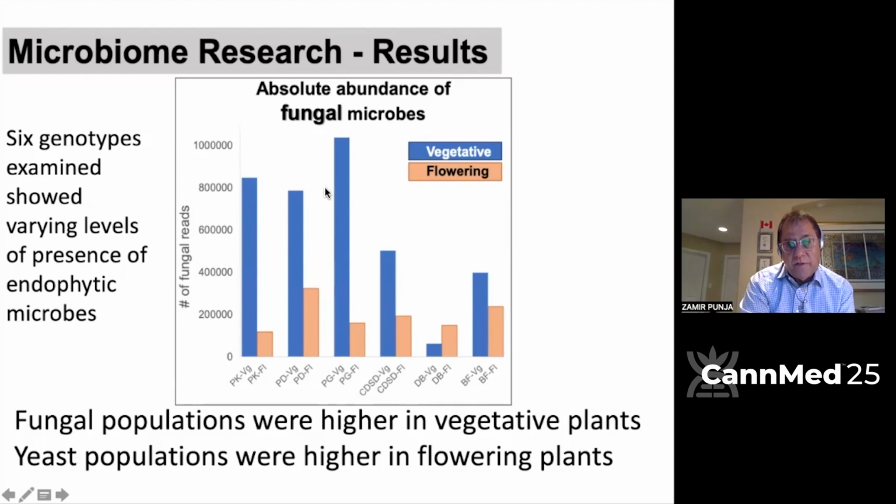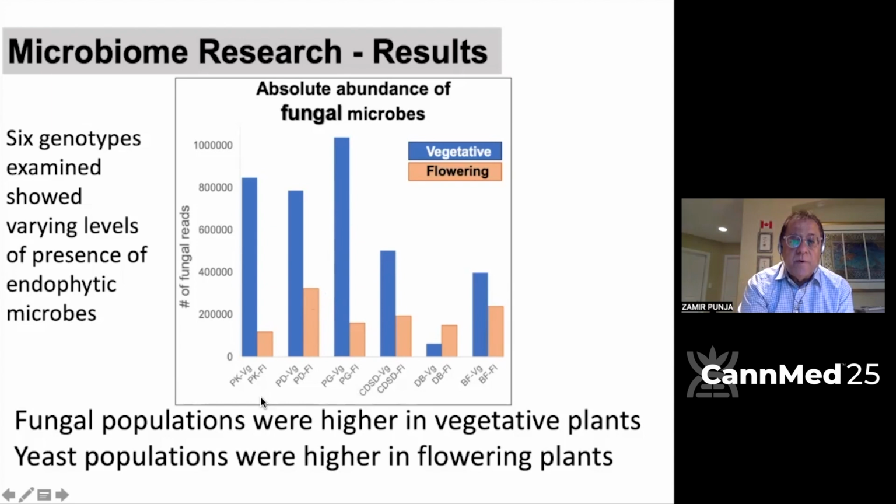So in the first 3 genotypes, there's more than there are in the next 3 genotypes. In addition, we compared vegetative plants, which is shown here in blue, and flowering plants, which is shown here in sort of a brown. And as you can see, the total fungal reads, or the total fungal species, was way more in the vegetative plants as compared to the flowering plants.